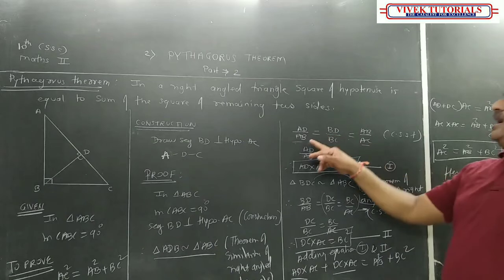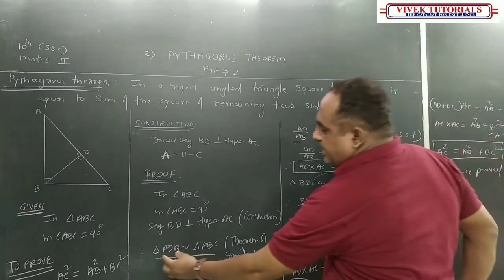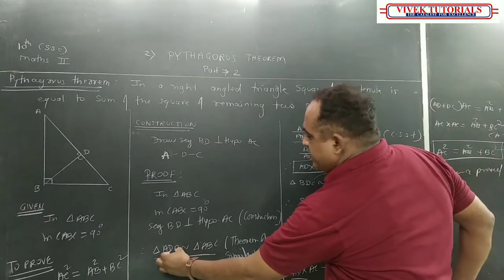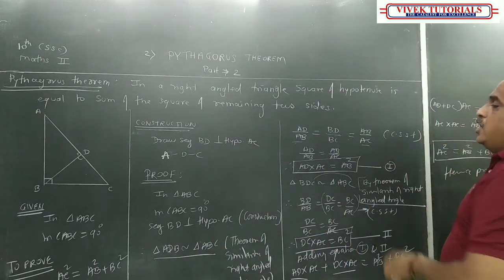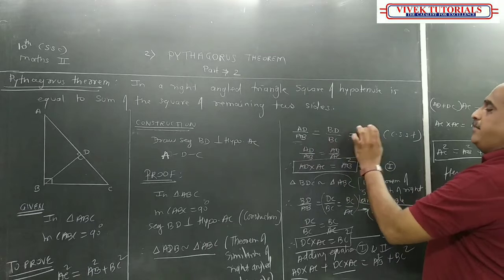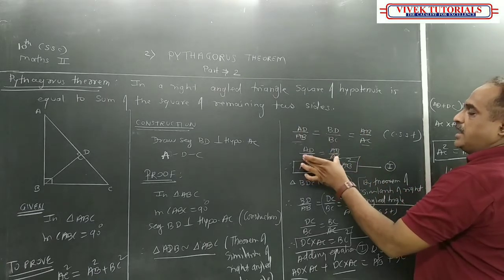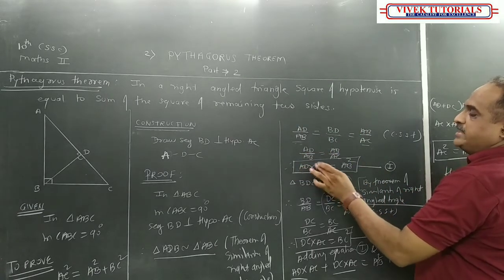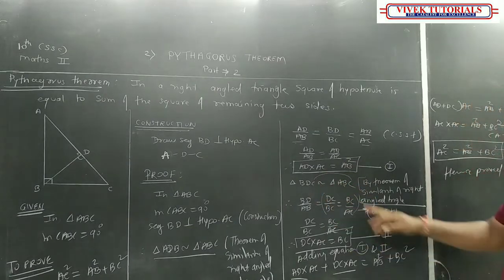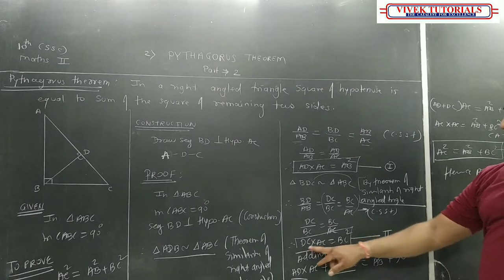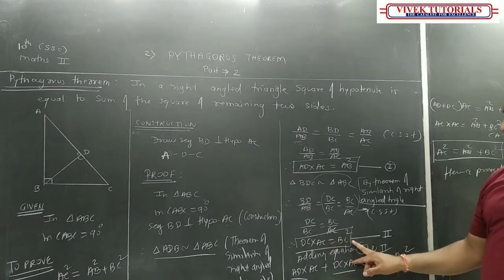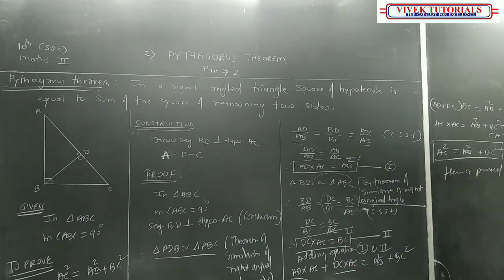So what you got? These are the similar triangles. AD upon AB is equal to BD upon BC is equal to AD upon AC. Which side gets repeated? AB, AB. So these two terms are taken together, and if I cross multiply, AD into AC is equal to AB square. Now, in BDC and ABC, BC, BC get repeated. So DC into AC is equal to BC square. So I add equation 1 and 2. What you got? AC square is equal to AB square plus BC square.